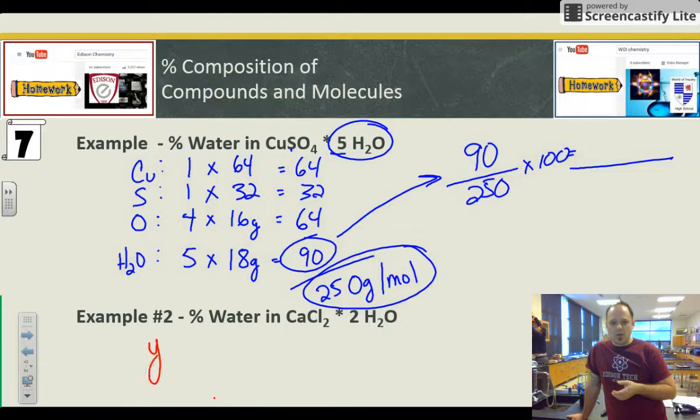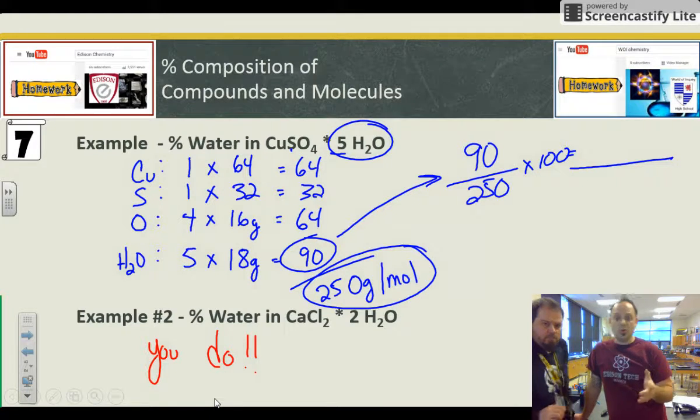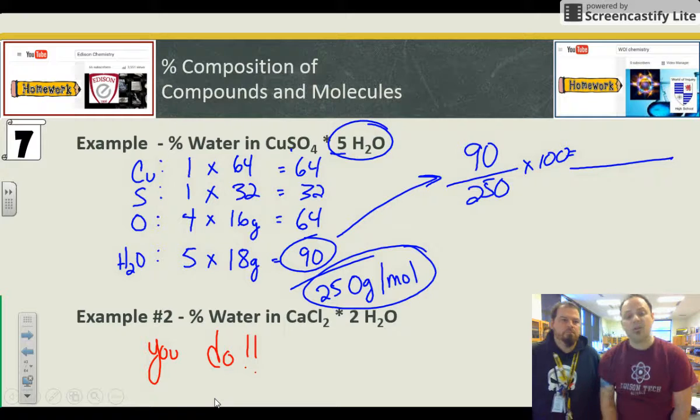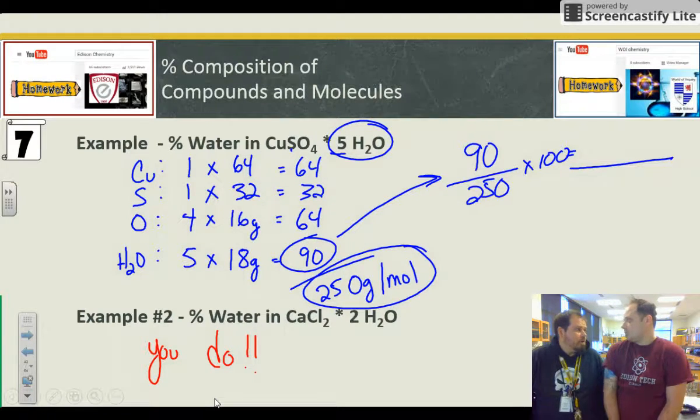How about you do the next one? Do it exactly the same way that we just did the example for you. But this time you're going to do 2 times 18 instead of 5 for the part that's due to the water. And don't forget, we already did calculate water. It's 18 grams per mole. You don't have to recalculate.